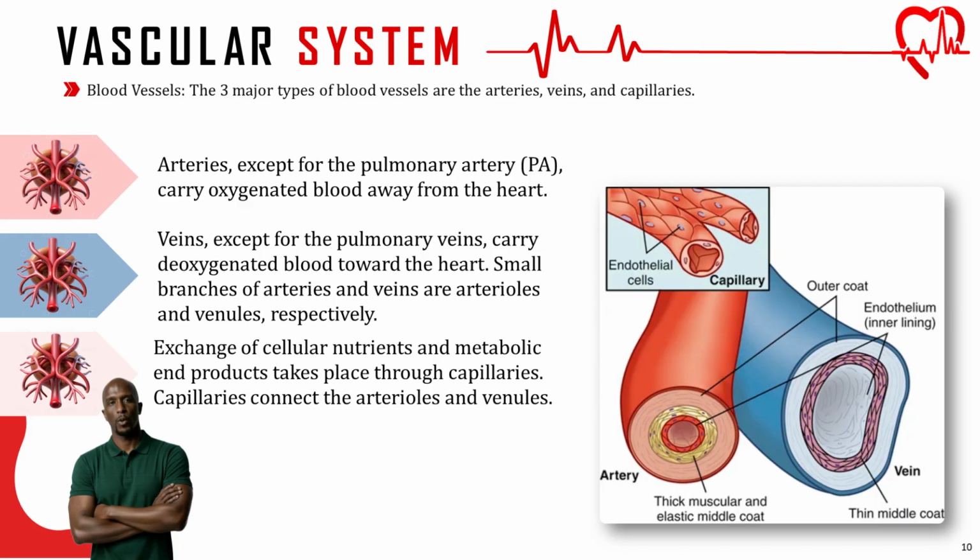Arteries, excluding the pulmonary artery, transport oxygenated blood from the heart, while veins, except pulmonary veins, return deoxygenated blood. Arterioles and venules are smaller branches. Capillaries, connecting arterioles and venules, facilitate nutrient and metabolic exchange.